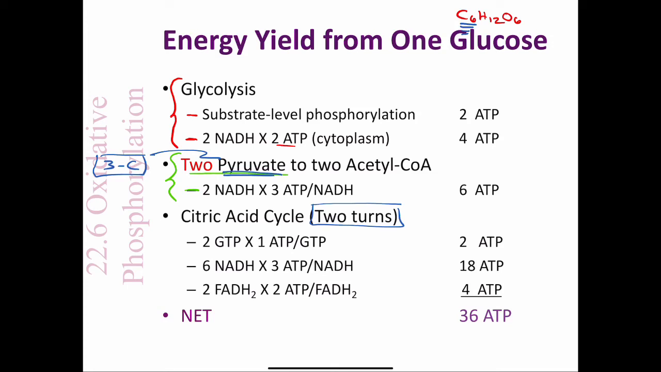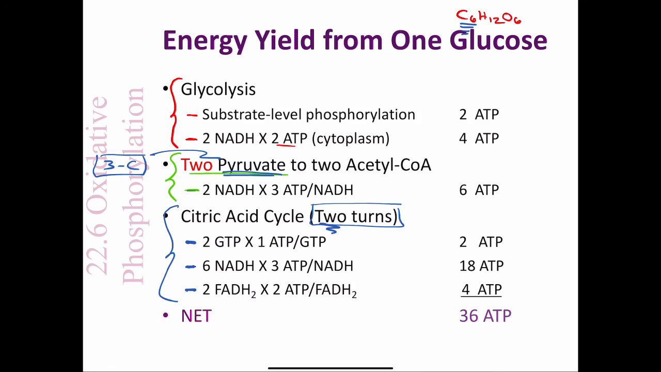So we take our 2 acetyl coenzyme A molecules, they enter the citric acid cycle, and in the citric acid cycle we produce 1 GTP, but since it's 2 turns, that's 2 GTPs. Each GTP is worth 1 ATP, which gives us a total of 2. Then again, we produce 3 NADHs, but of course it's 2 turns, so 2 times 3 is 6. Each one of those is worth 3 ATPs, which gives us a total of 18 ATPs. And then we also produce 1 FADH2, but since it's 2 turns, it's 2 FADH2s overall. Each one of those is worth 2 ATPs, which gives us a total of 4.